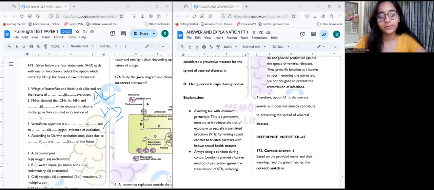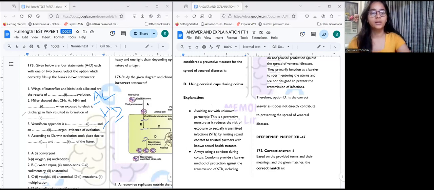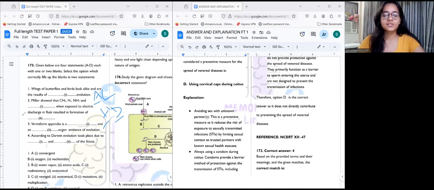So we learned the shortcut as AC, which is analogous organs in convergent evolution, and homologous organs in divergent evolution. Now, since both are wings, the wings of butterflies and the wings of birds, both of them will have the same function, right? So that's why it's analogous, which have the same function. So it's convergent evolution.